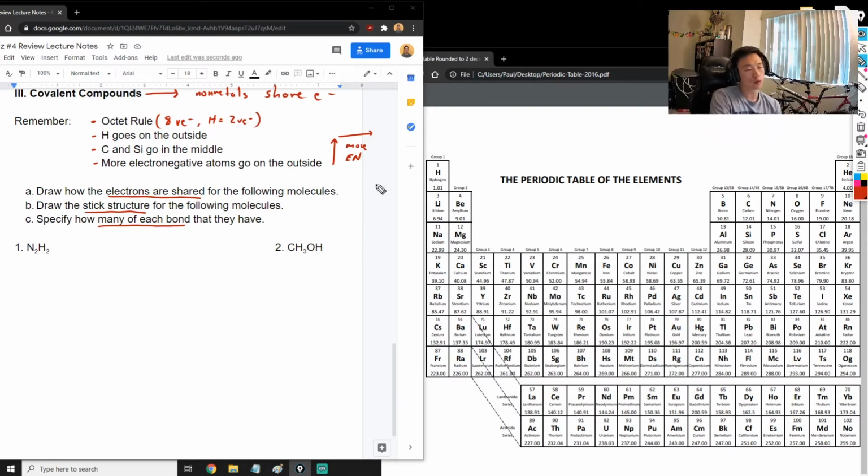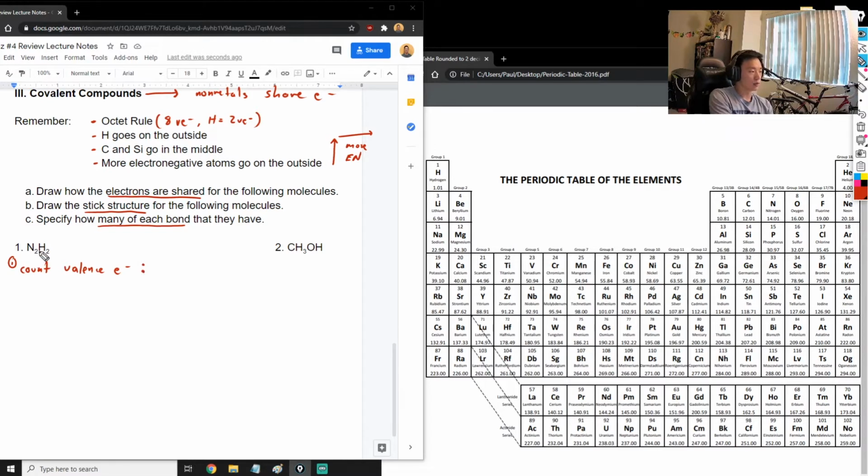So there's multiple ways to draw the dot structures. Here, I'm going to teach you a different way than what you guys learned in the previous lecture. So this is going to be a different way of drawing covalent compounds. So first thing you can do is you can count how many total valence electrons there are. So count all the valence electrons.